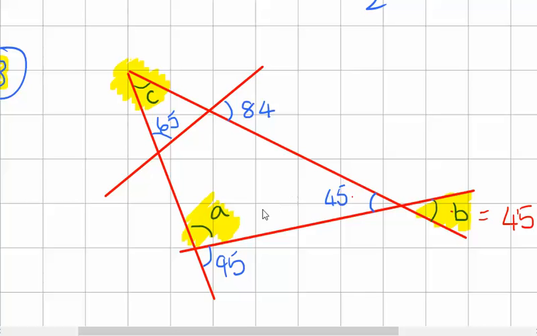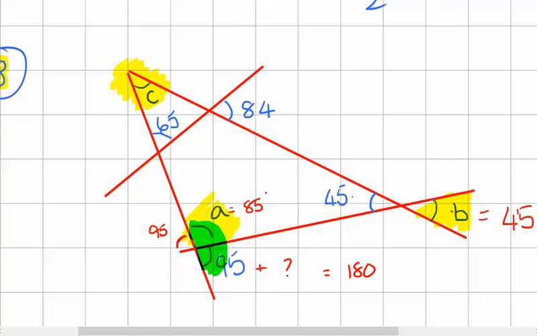Because it's on the same line, but it's not opposite. It's not opposite. This one is 95. Nico, why is it 85? Because 95 and 85 add up to 180. Remember what I said with the other ones? Those two on the line add up to 180. So 95 plus what makes 180? So it's 85. Okay.